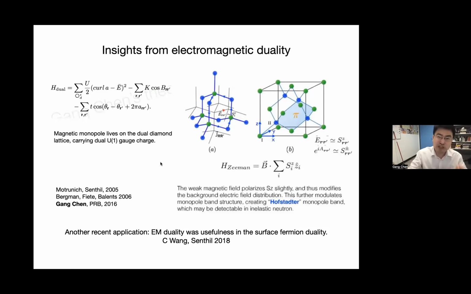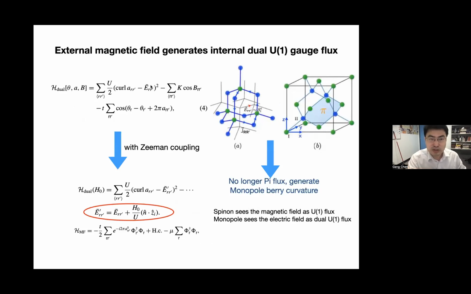So making use of this electromagnetic duality, one can see the external magnetic field induces the internal electric field. And this internal electric field twists the motion of the magnetic monopole and is responsible for the thermal Hall effects, right? So this is another way of seeing it.